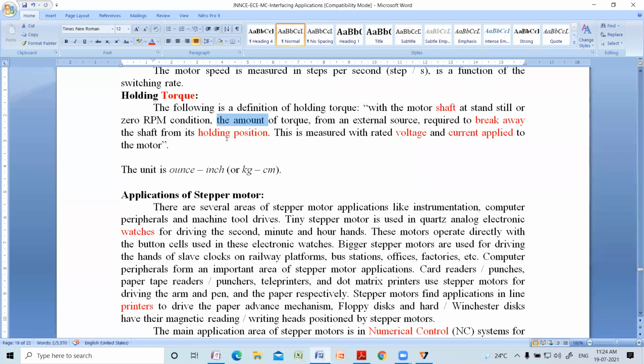So this is measured by the rated voltage and the current applied to the motor. So the unit is ounce-inch or kg-centimeter. So that is the unit of holding torque.